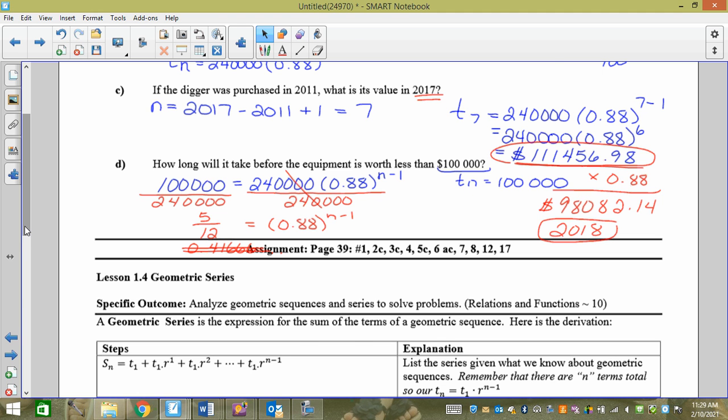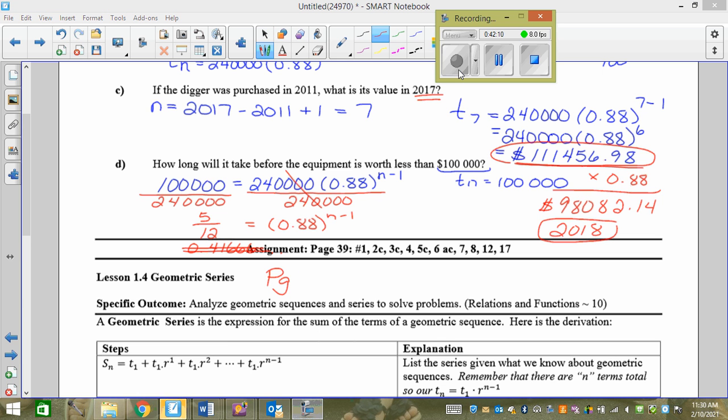I don't know why I'm still recording this. People at home do not need to know. Page 40, 10, and 12.